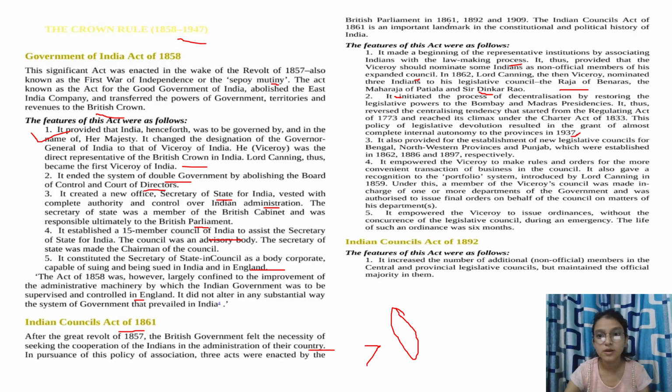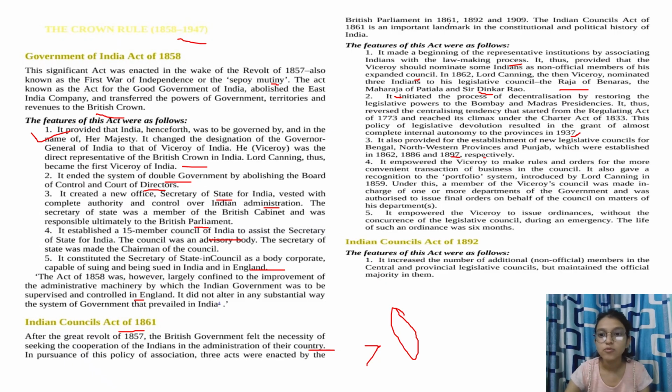It also provided for the establishment of new legislative councils for Bengal, the Northwestern Provinces and Punjab, which were established in 1862, 1886 and 1897 respectively. So now they were regulating it properly by dividing all the provinces separately, by having proper councils, all kinds of important members, important staff, important rules, and so on.